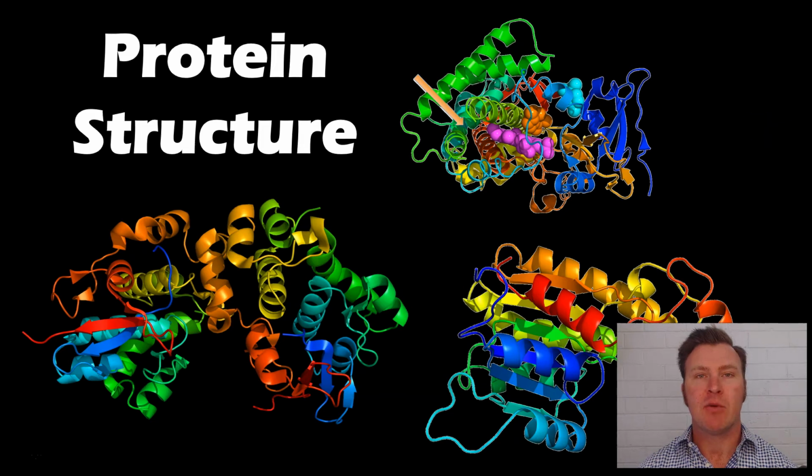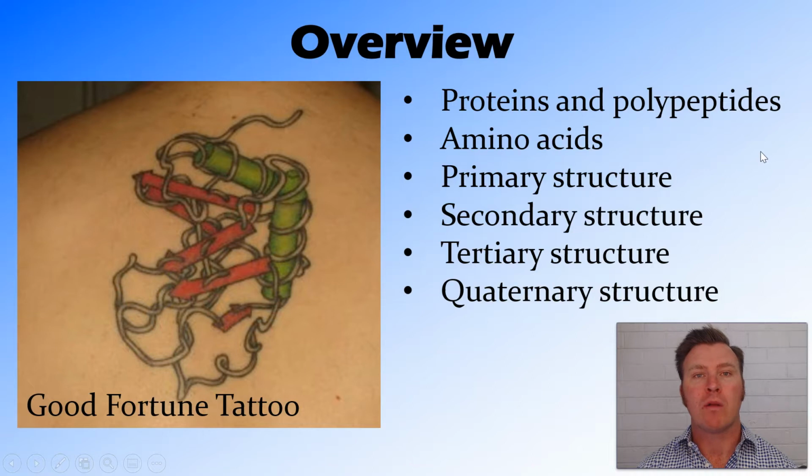G'day team, in this video we're going to be looking at protein structure. We're going to talk about what proteins are and how they're made of polypeptides. We'll then talk about the amino acids that make up the polypeptides and then go into the structure of protein: the primary, secondary, tertiary and quaternary structures.